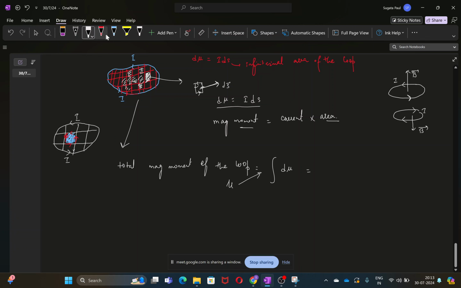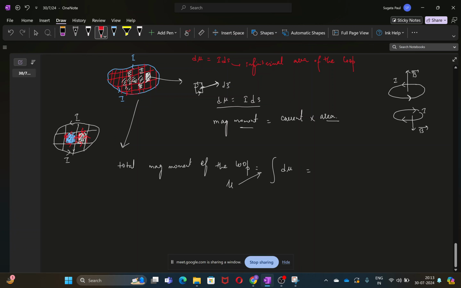Now let us consider another infinitesimal area of the loop just right beside the earlier one, which we cover with a white shade, so that you can identify the first one in blue and the second one in white. If you again find the current direction in the internal portion of this infinitesimal area, following the same current direction, here it will be this direction, then this direction, then like this, and then downwards.